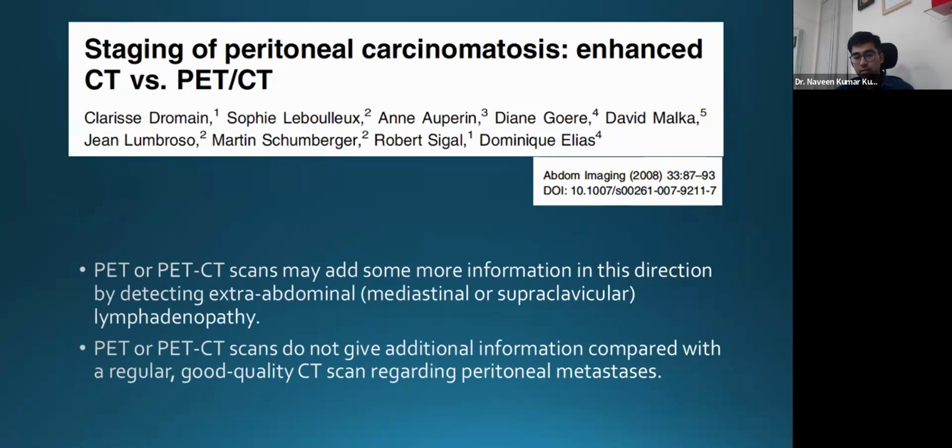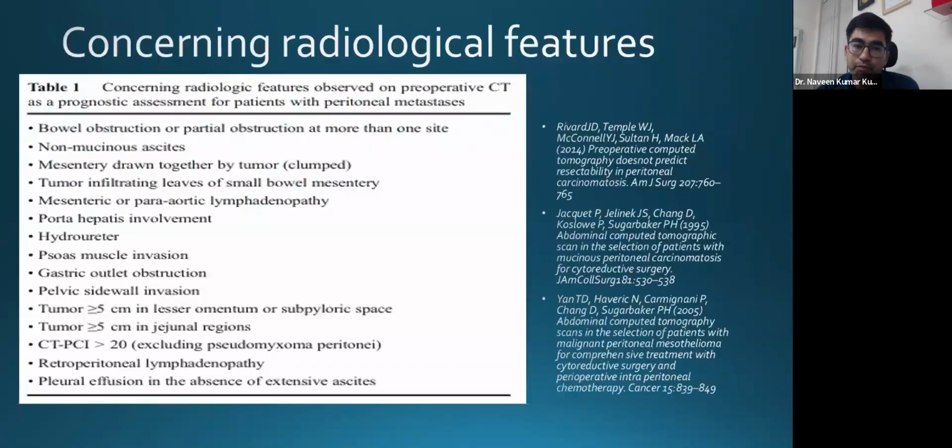But as far as the peritoneal mets are concerned, the intra-abdominal, it does not add any good information. So, when we do a CT, though we are underestimating the extent of the peritoneal disease, there are certain concerning radiological features. What are concerning radiological features? These are the features, the presence of which basically decides how optimally we can cytoreduce the patient.